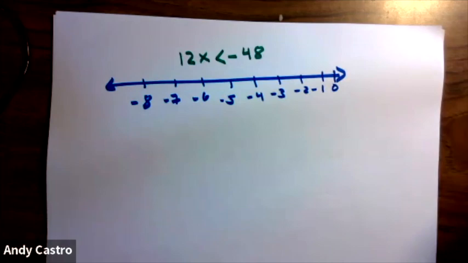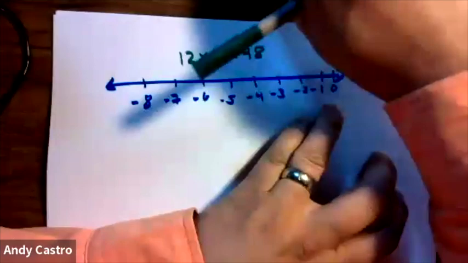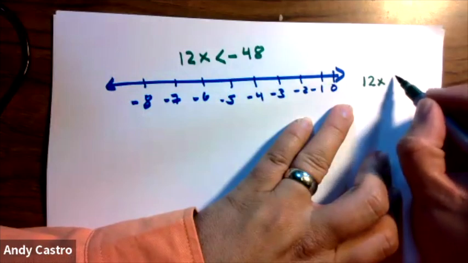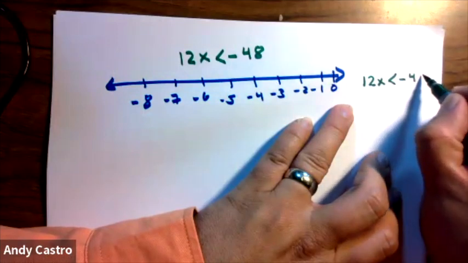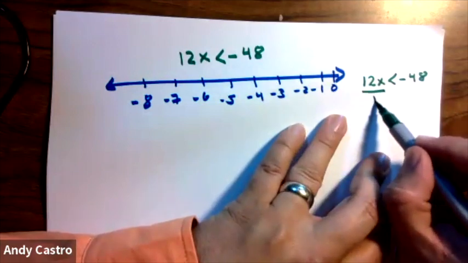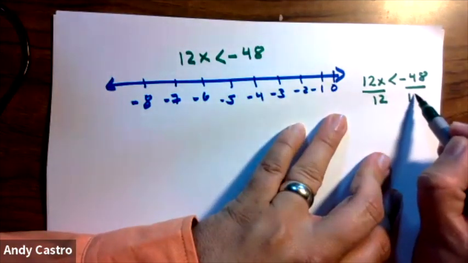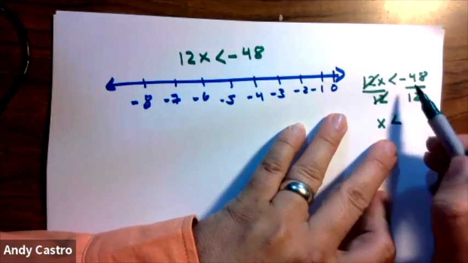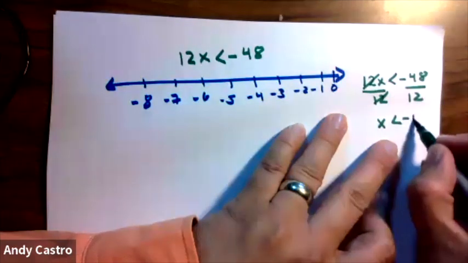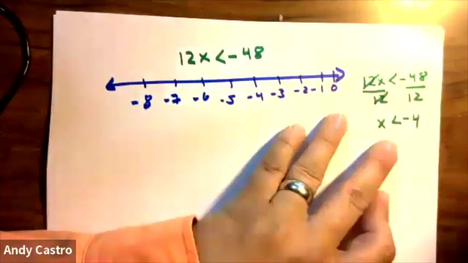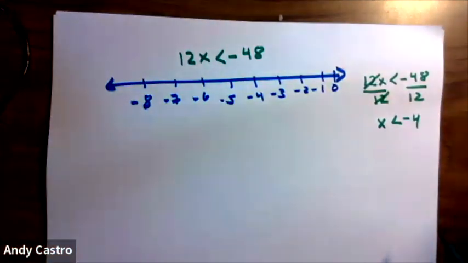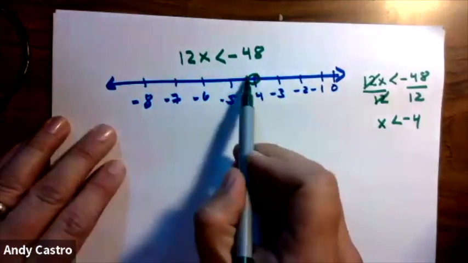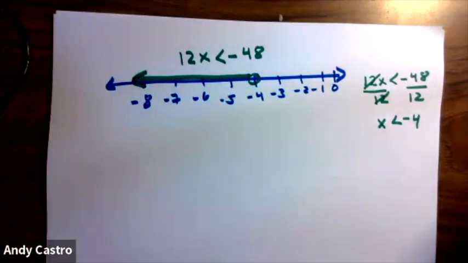All right. So I'm going to bring my inequality over here. I'm going to say 12x is less than -48. And I'm going to divide both sides by 12. X is less than -48 divided by 12, which is -4. Okay, so x is less than -4. So an open circle at -4, since it's not equal to, and then anything less than, so to the left.